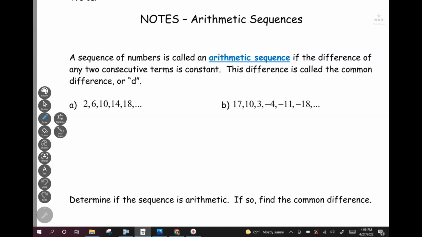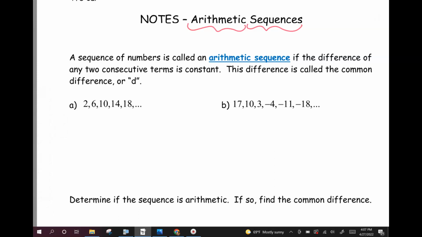All right, so an arithmetic sequence is, well, first of all, a sequence. It's just a list of numbers. There is an order to them, and you have the first number, second number, third number, fourth number, and so on. But an arithmetic one is one where you're adding the same number or subtracting the same number over and over and over. So to get from one number to the next number in the sequence, you're just adding or subtracting the same number each time.